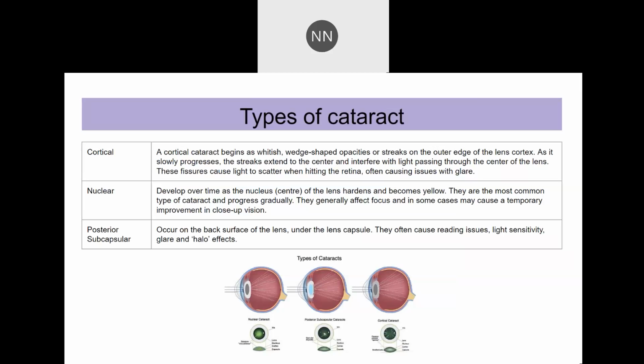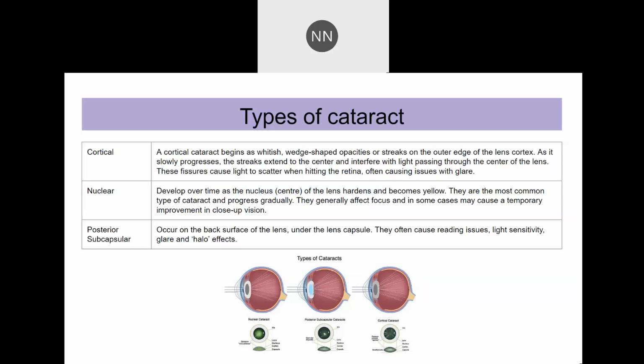So in cortical cataract, it will begin as whitish wedge-shaped opacities or streaks in the outer edges of the lens cortex. As it slowly progresses, the streaks will extend to the center and will interfere with the light passing through the center of the lens. So the fissure will cause light to scatter when it hits the retina, often causing issues with glare.